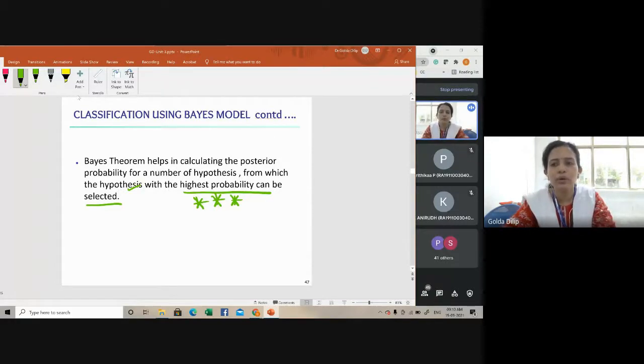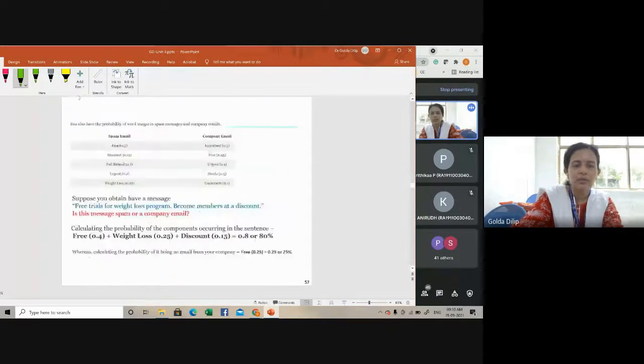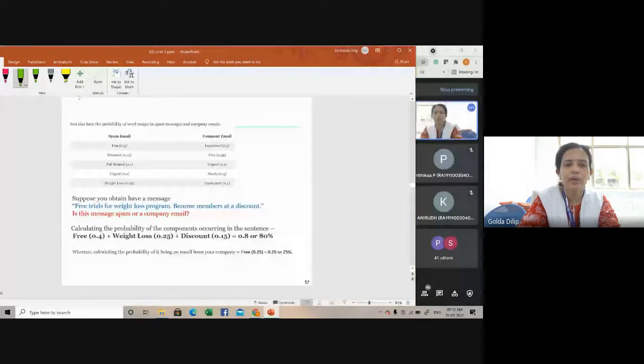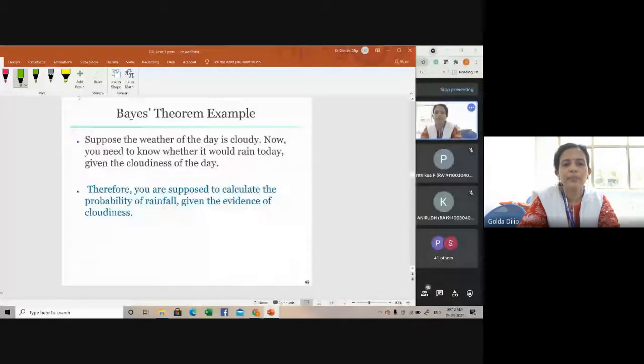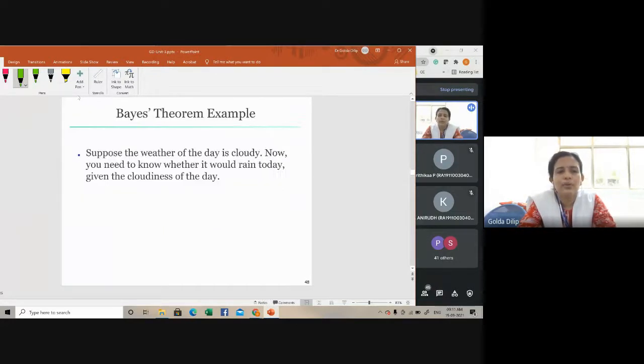We calculate what is called a, after a few slides we'll come to it. One second, I forgot the name for it. Maximum a posteriori hypothesis. That's what we calculate. We calculate what is called a MAP, which will help us decide which is the highest probability hypothesis that can be selected. Now we'll try to understand it with the help of an example.